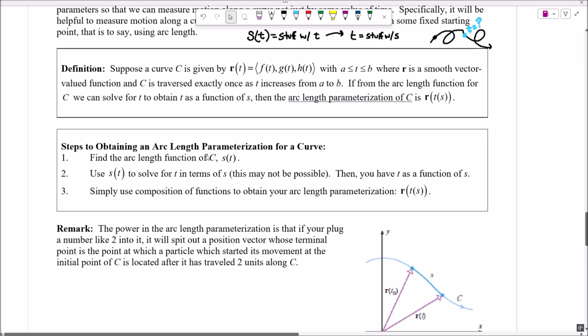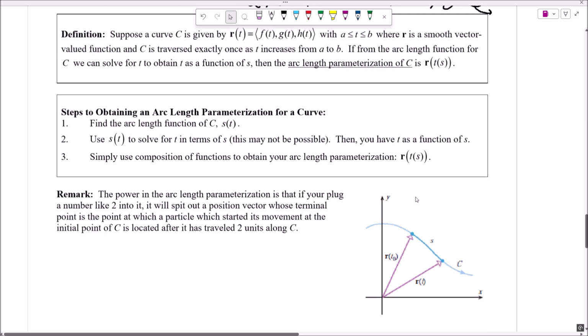So in general, this is kind of the way that we're going to go through these problems. If I wanted to find an arc length parameterization of a curve, then I would start by getting s of t, get the arc length function. I would then try to do what I wrote up here, which is solve that resulting arc length function to get it to say t equals a bunch of stuff with s. And then I can take that in step 3 and substitute that formula with s's into my r of t function.